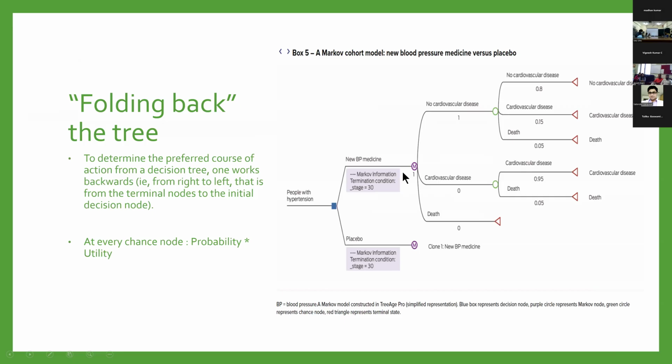At every chance node, you can multiply the probability by the utility. And then you get a summation. And then you know for each decision what the cost effectiveness is.